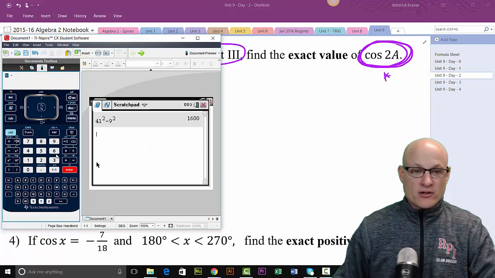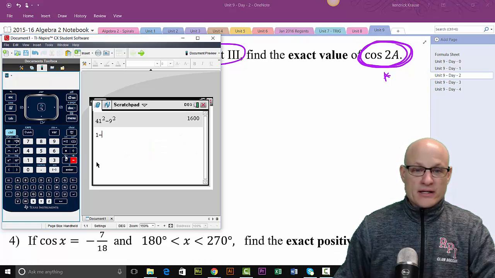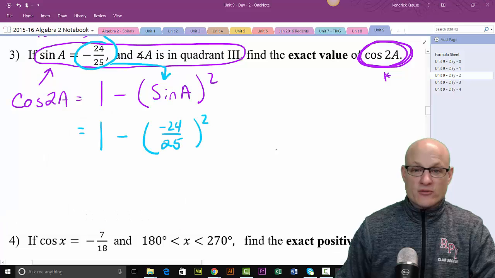1 minus parentheses, negative 24 divided by 25. Now, I don't have to put the negative in there because I'm going to square it anyway. It'll be positive. So, enter. 49 over 625.